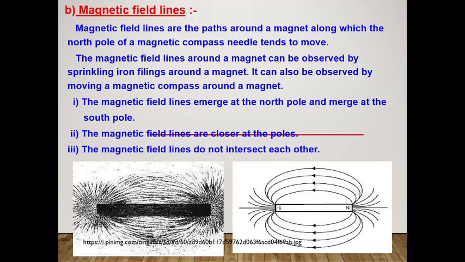The magnetic field lines emerge at the north pole and merge at the south pole. The magnetic field lines are closer at the poles. The magnetic field lines do not intersect each other. Also, how magnetic field lines work you can see in the left picture and the right picture on my screen. I hope that it's very simple for you.